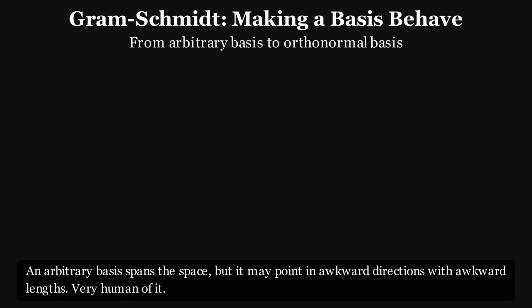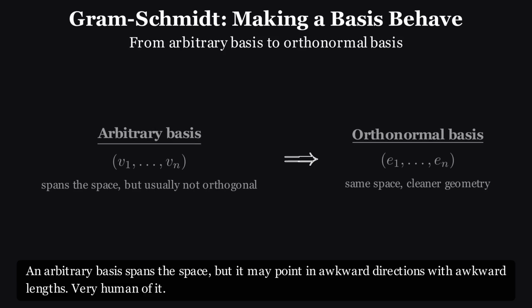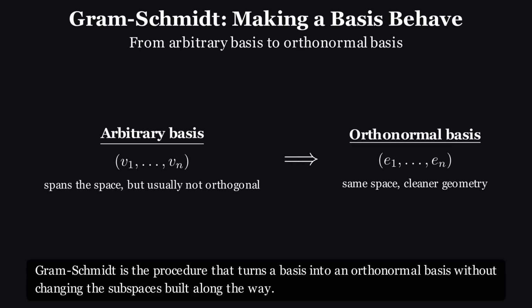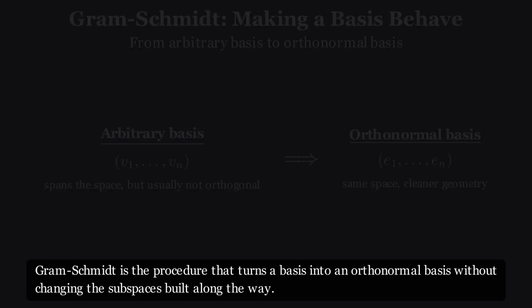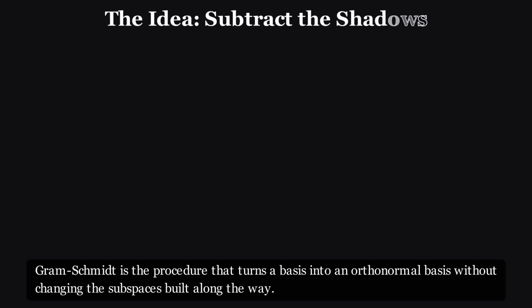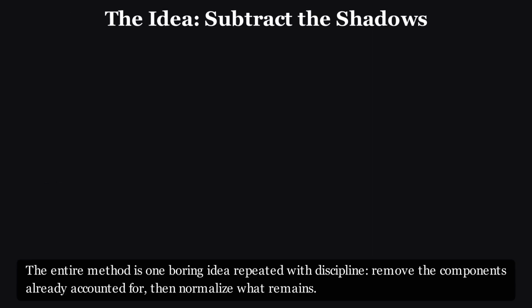An arbitrary basis spans the space, but it may point in awkward directions with awkward lengths. Very human of it. Gram-Schmidt is the procedure that turns a basis into an orthonormal basis without changing the subspaces built along the way. The entire method is one boring idea repeated with discipline.